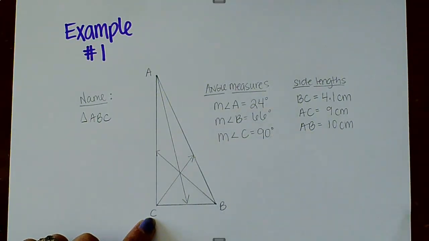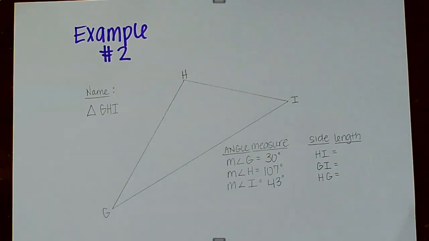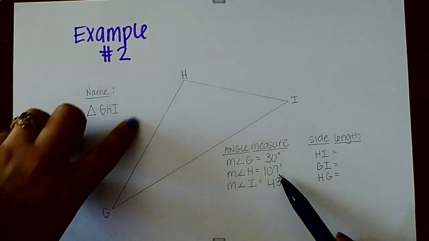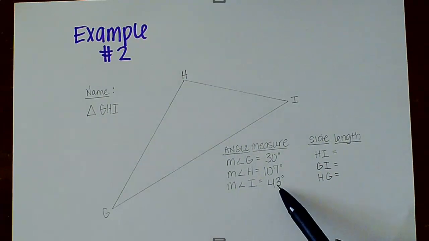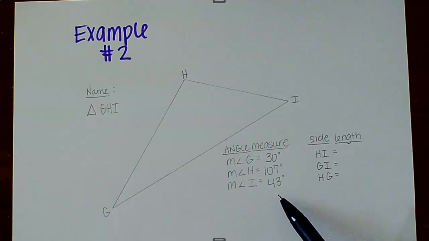Okay, so we're going to see if this holds true with all triangles. So we're going to move to example number 2. Okay, so example number 2, we're going to test our theory out from number 1 and see if it holds true. If the smallest angle is always opposite the shortest side, and if the largest angle is always opposite the longest side. So for example 2, I already measured the angles and wrote them down. Angle G is 30 degrees, angle H is 107 degrees, and angle I is 43 degrees. Okay, so these do add up to 180, so we know that it is a triangle.